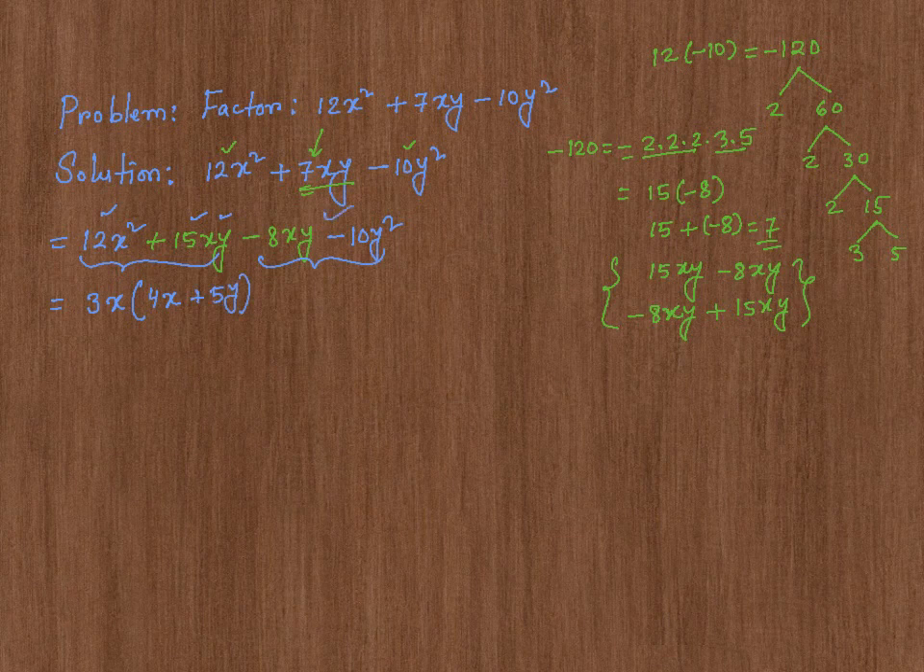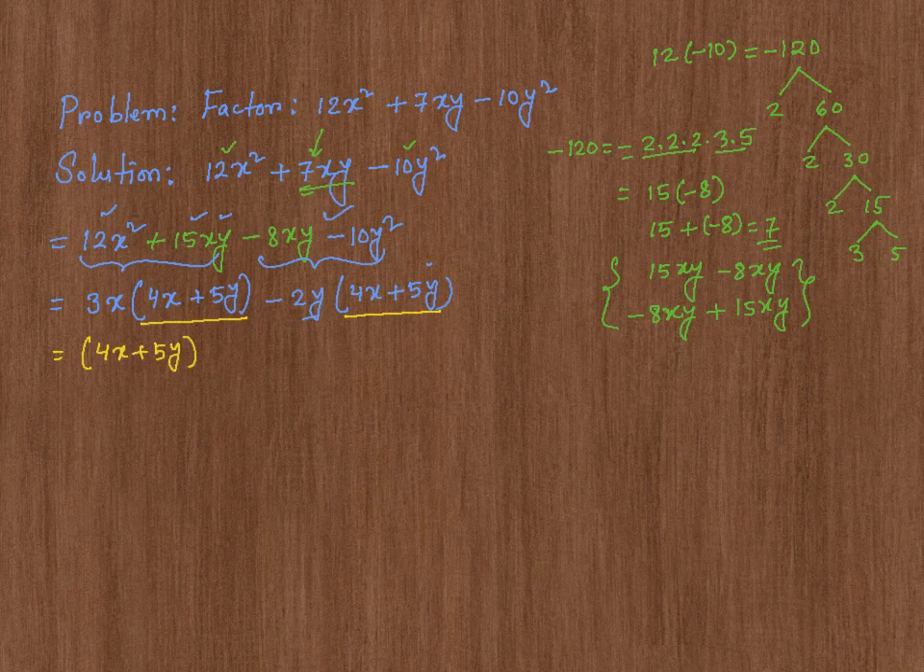Now in the second group, I could factor out a negative 2y. That's going to give me 4x plus 5y, because 2y goes into 8xy 4x times, and it goes into 10y squared 5y times. Now let's look at this. 4x plus 5y and 4x plus 5y is common in both of these terms. Therefore, you could factor that out, 4x plus 5y.